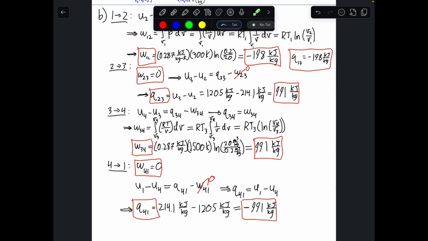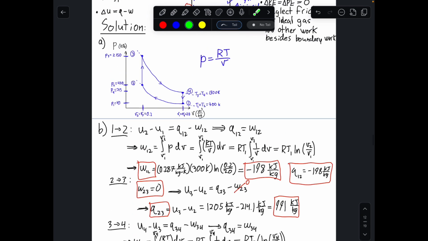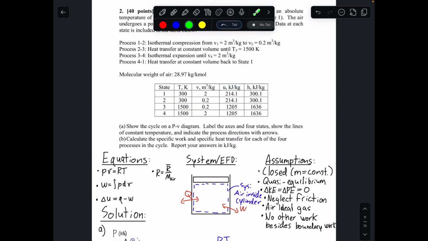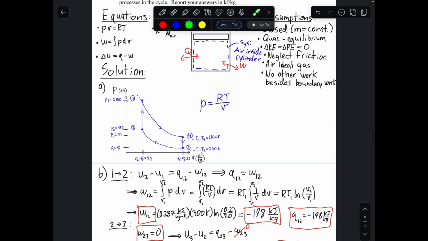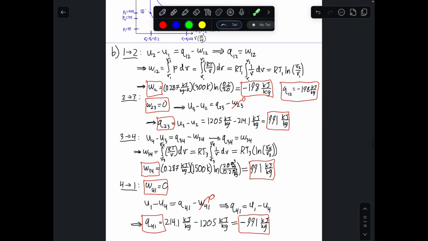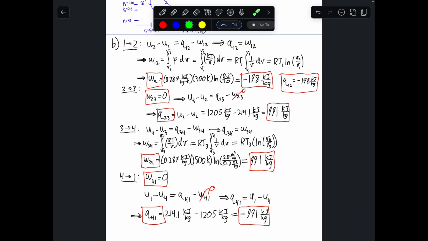Again, we can do a final sign check on this heat transfer from 4 to 1. We get a negative sign here, and that makes sense because from 4 to 1 we have heat transfer at a constant volume back to state 1, so we're going from a higher temperature down to a lower temperature at state 1. So in order for us to drop in temperature like that, we need to lose some heat going out of the system. So it makes sense that we have a negative value for heat transfer. But yeah, this is the final work for this one. Definitely a longer problem, but hopefully it went well for you.